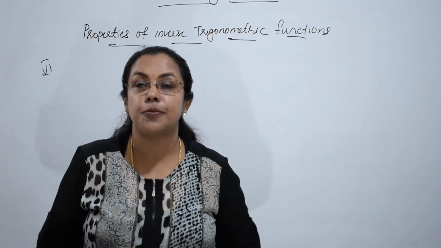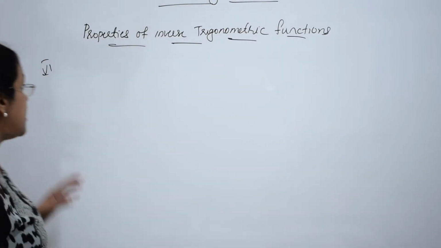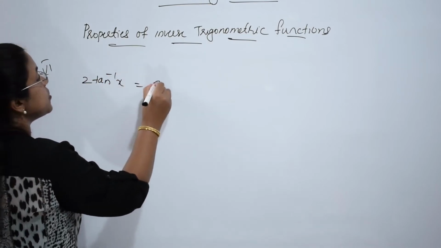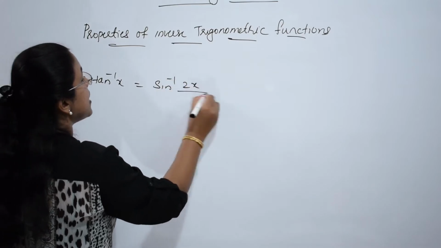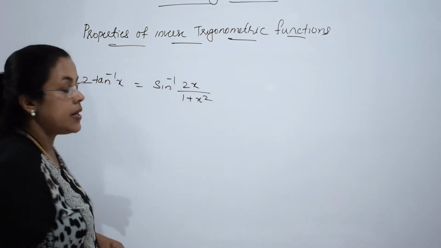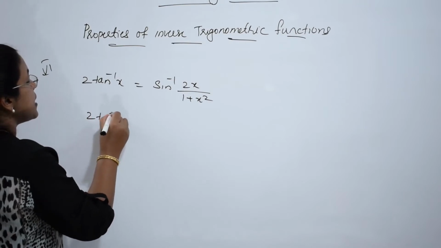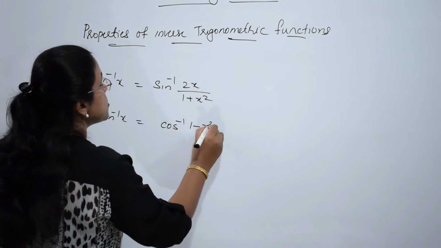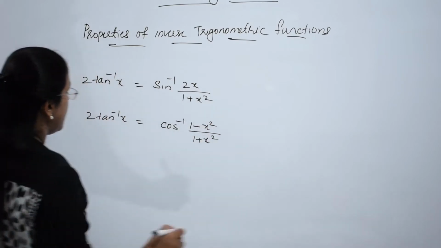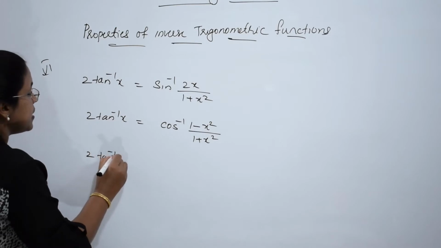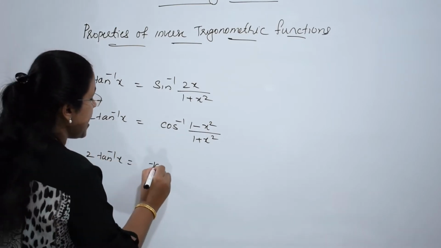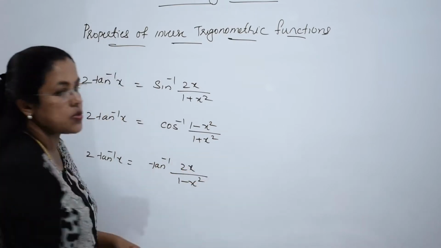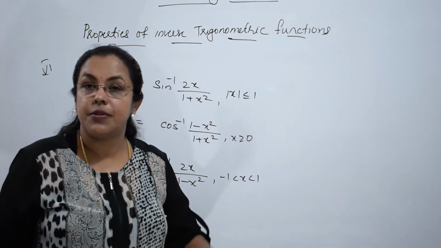Okay, now the last set of properties of inverse trigonometric functions, that is 2 tan inverse x is equal to sin inverse 2x upon 1 plus x square. 2 tan inverse x is also equal to cos inverse 1 minus x square upon 1 plus x square, and 2 tan inverse x is also equal to tan inverse 2x upon 1 minus x square. First we will prove, then we will apply.